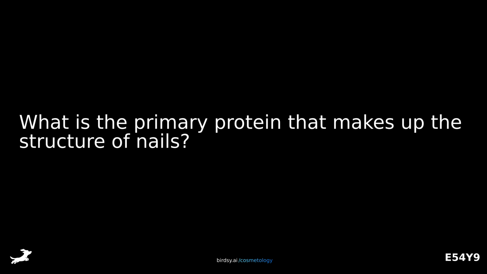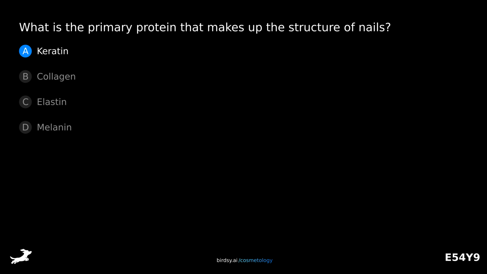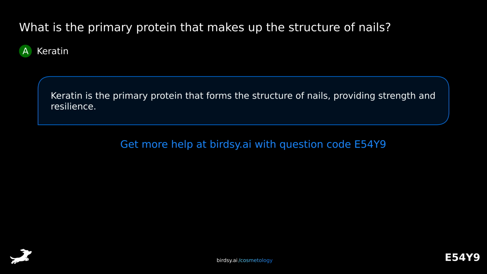What is the primary protein that makes up the structure of nails? Is it A, keratin, B, collagen, C, elastin, or D, melanin? The answer is A, keratin. Keratin is the primary protein that forms the structure of nails, providing strength and resilience.